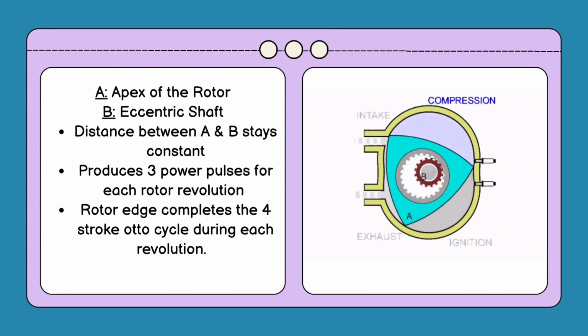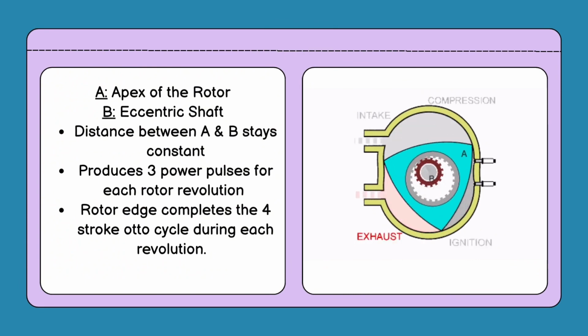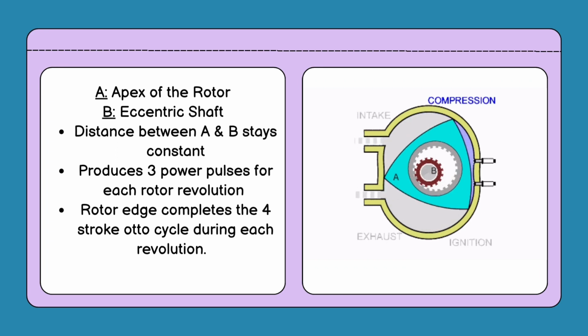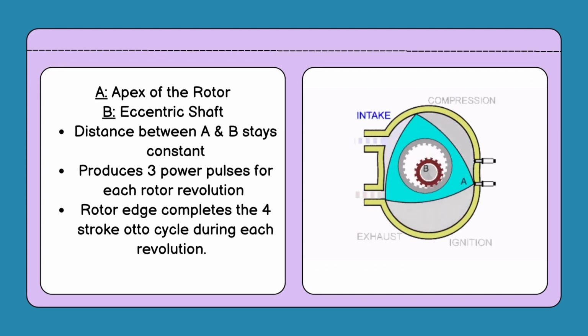Wankel engines generate their power by making 3 power strokes per cycle, with each edge of the trochoid rotor completing a 4-stroke Otto cycle during each revolution.